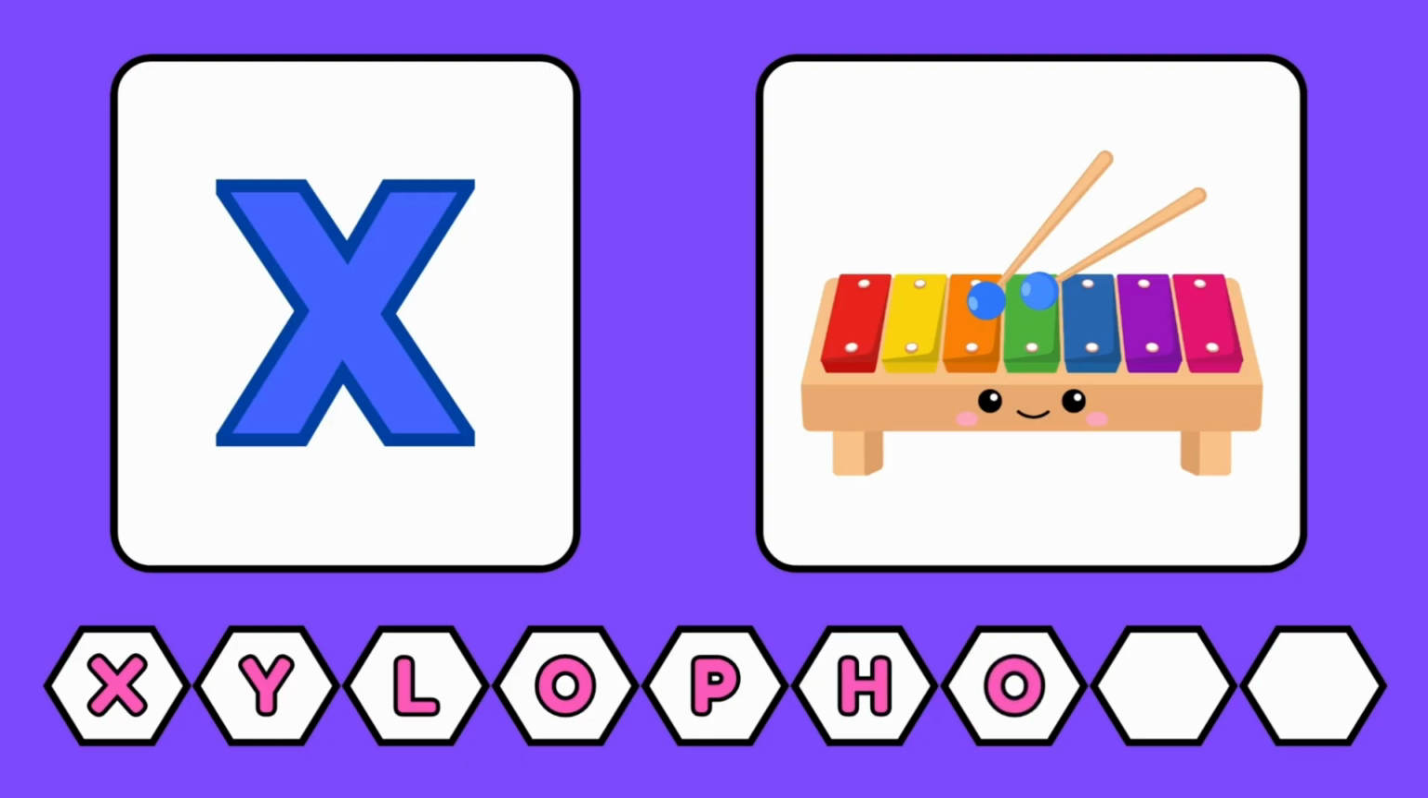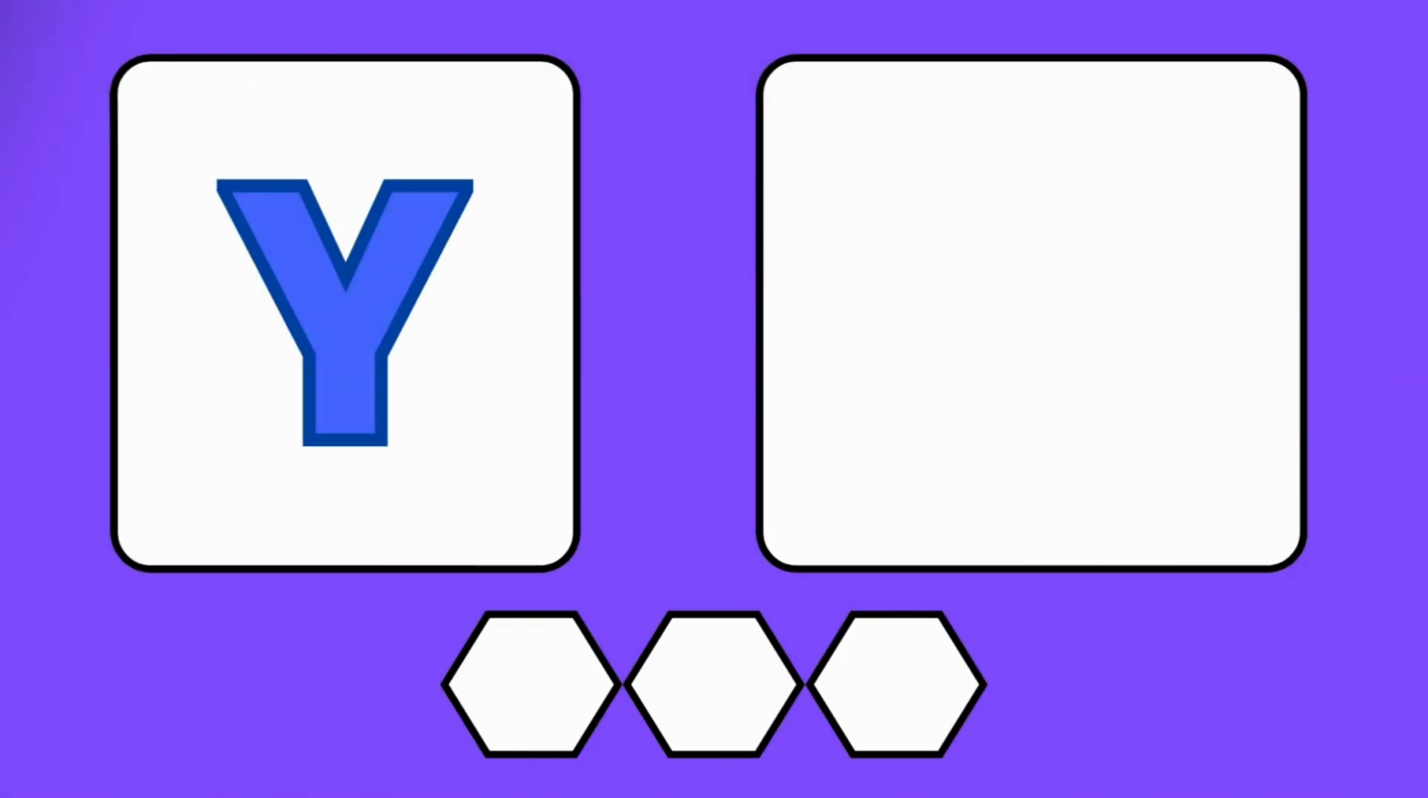O. Humpty Dumpty sat on a wall. Humpty Dumpty had a great fall. All the king's horses and all the king's men couldn't put Humpty together. Xylophone.